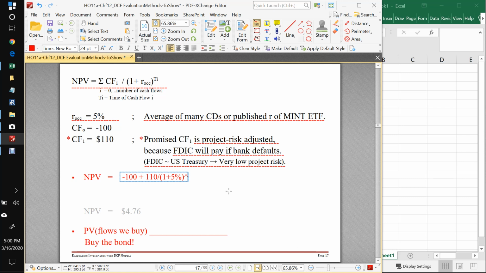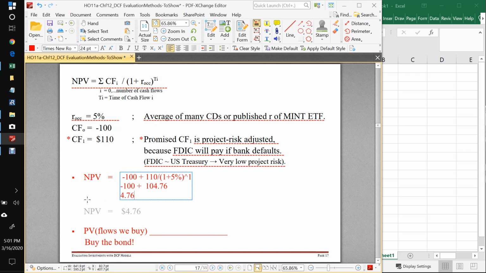raised to the what? This comes in 1 year, so we use our year time units and say 1, and that's looking pretty good here. And I can do a little bit of arithmetic on this one. That's minus 100 plus, if you work out this, I think what you will find here is 104.76. You should check me on that, of course. Okay, and so the NPV, if we work that out, is equal to 4.76.